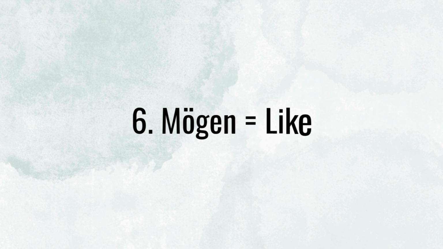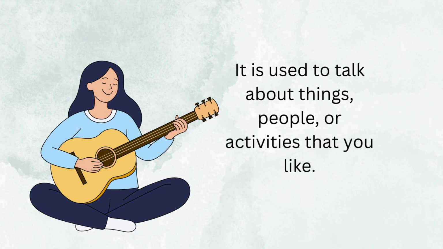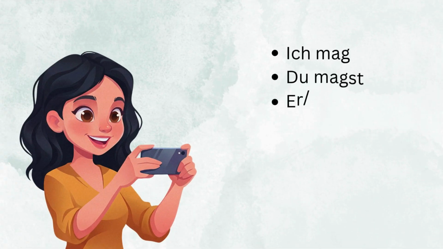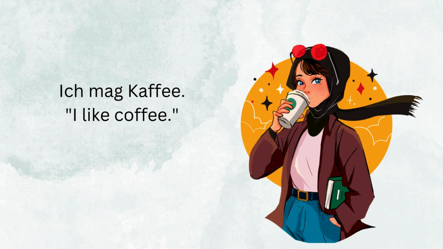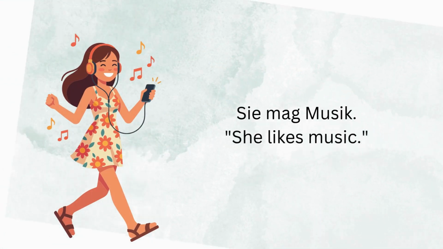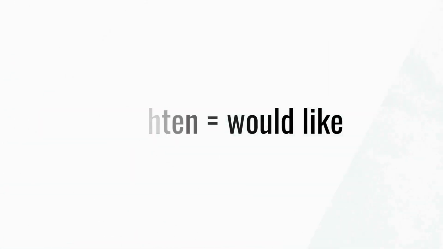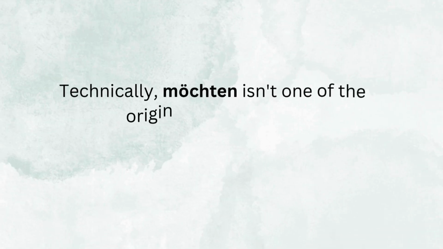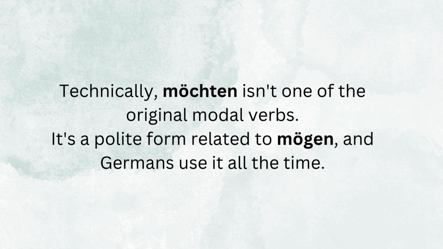Mögen. Noch einmal, mögen. This one is a little different. It means to like. It is used to talk about things, people, or activities that you like. Present form. Ich mag, du magst, er, sie, es mag. Wir mögen, ihr mögt, sie mögen. Example. Ich mag Kaffee. I like coffee. Sie mag Musik. She likes music. But here's something you'll hear more often. Möchten equals would like. Technically, it isn't one of the original modal verbs. It's a polite form related to Mögen, and Germans use it all the time.